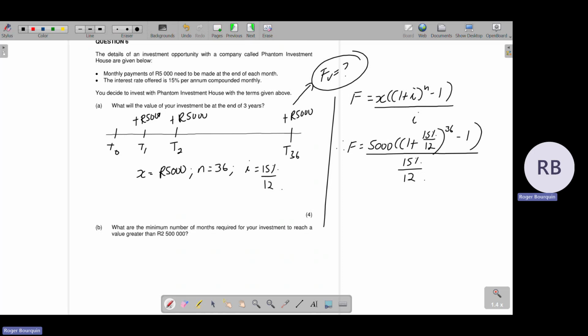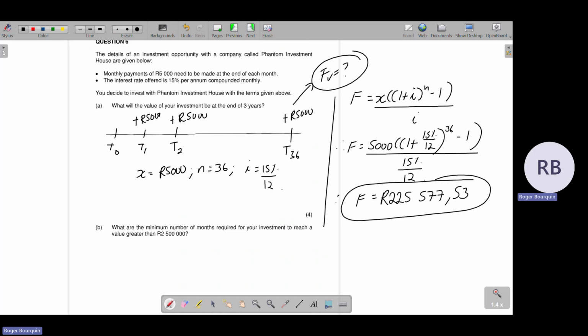Right, stick that into your calculator and give me an answer. Right, do you have an answer, Clive? For question 6A, I got 225 thousand. Okay, 225,577 and 53 cents. Do you agree with Clive? I'm just making sure. Everyone happy with that? Okay.